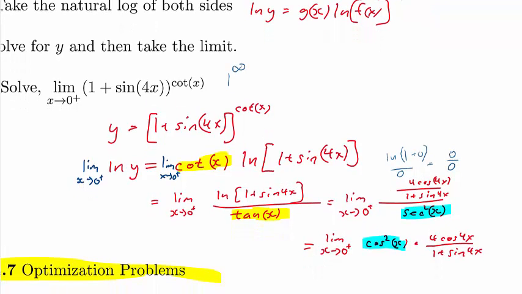Alright, so let's go ahead and plug the 0 in, and we should be able to get a nice result here. Cosine of 0 is 1, and 1 squared is 1, multiplied by 4 cosine 4x. So we have 4 times cosine of 0, which is 1. And divide that by 1 plus sine of 0, which is 0. And so all that becomes 4. Good.